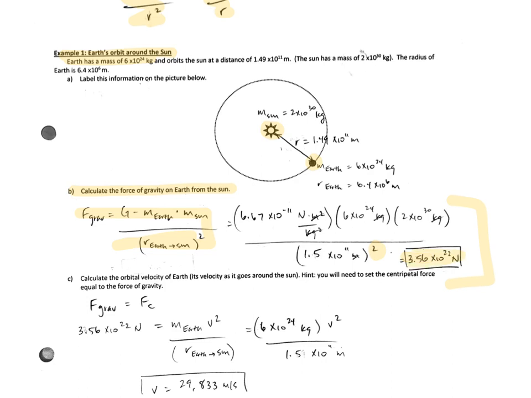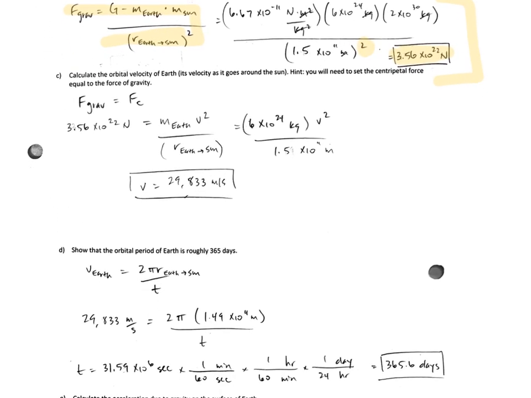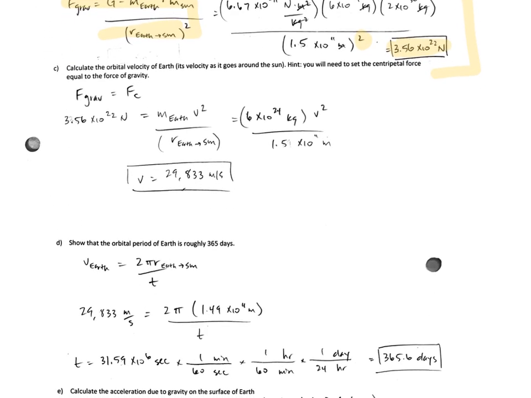Let's continue on. Question C, calculate the orbital velocity of Earth, meaning its velocity around the Sun. And here's the hint, you will need to set the centripetal force equal to the force of gravity. So that's what I'm going to do here. Remember, that was the main idea of this whole set of examples, is that the force of gravity is the only force acting on the orbiting thing. So it alone is providing the centripetal force. So I'll start here. I already calculated the force of gravity, and then I'm going to set that equal to the centripetal force equation, m v squared over r.